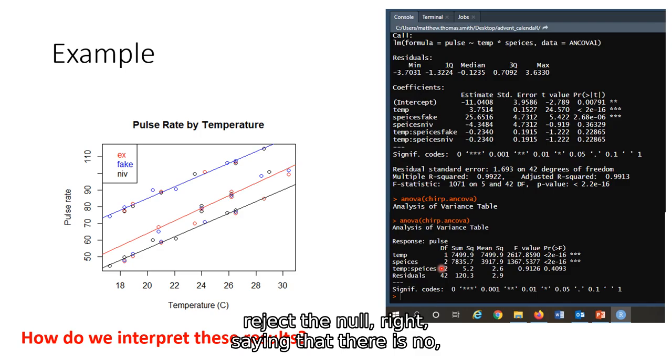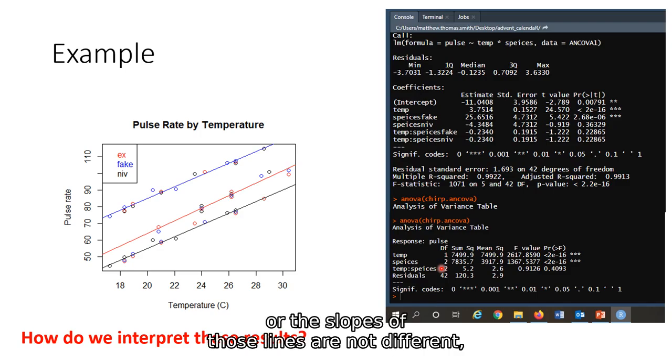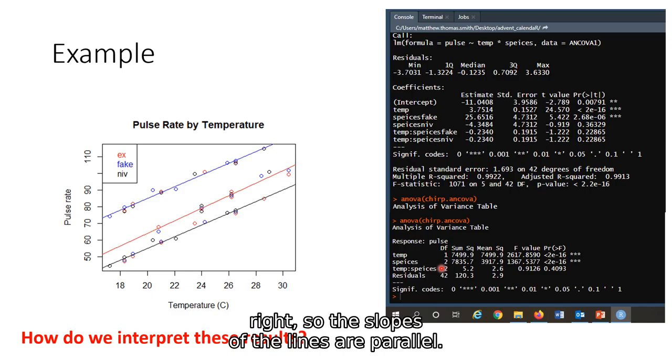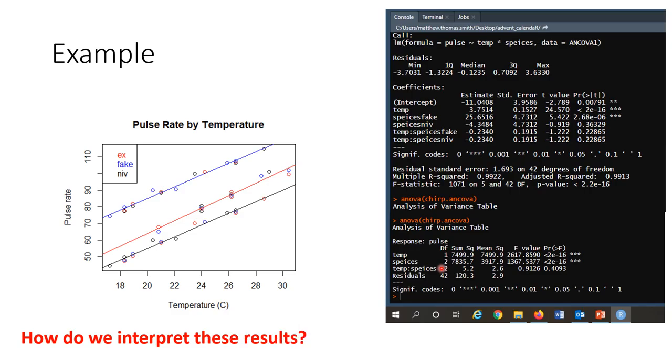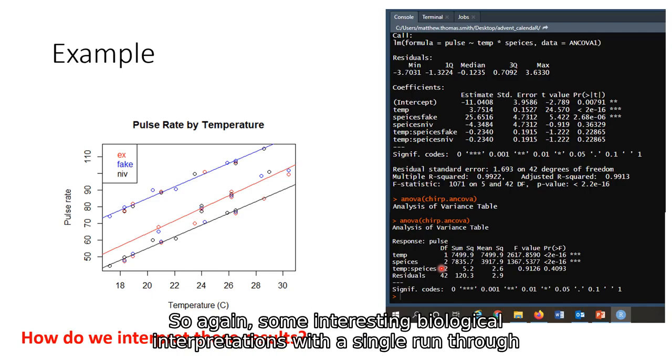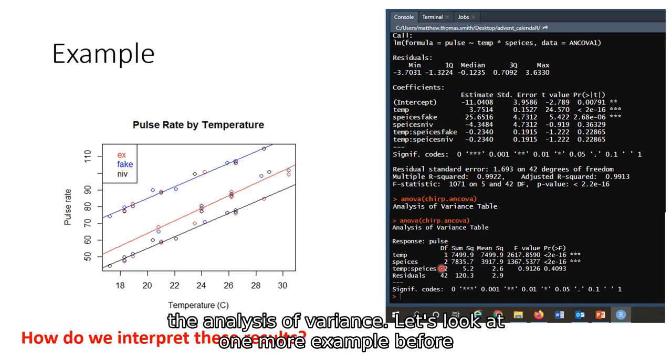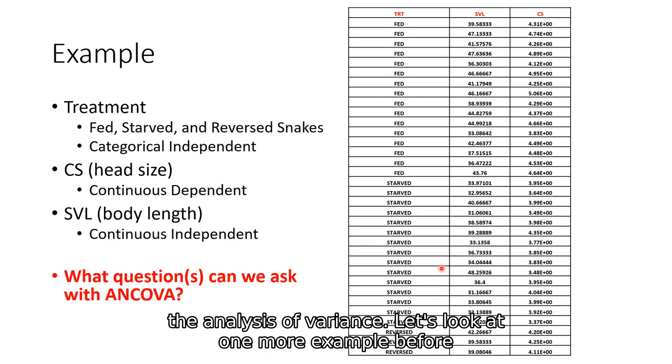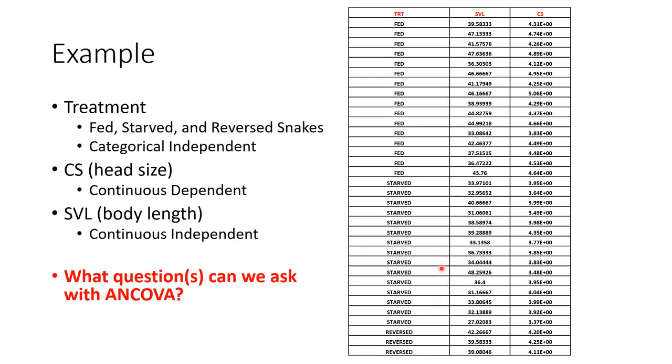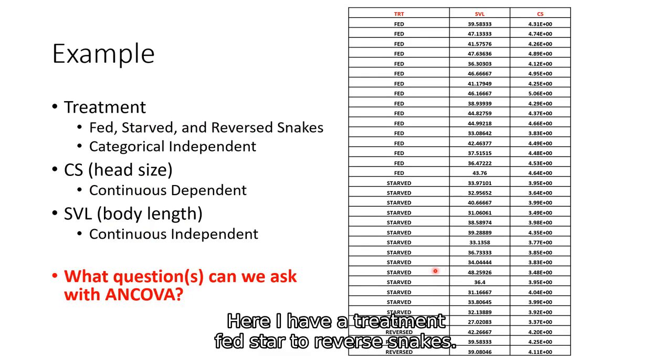And then the interaction term, we failed to reject the null, right, saying that the slopes of those lines are not different, right? So the slopes of the lines are parallel. So again, some interesting biological interpretations with a single run through the analysis of variance. Let's look at one more example before we jump into RStudio.